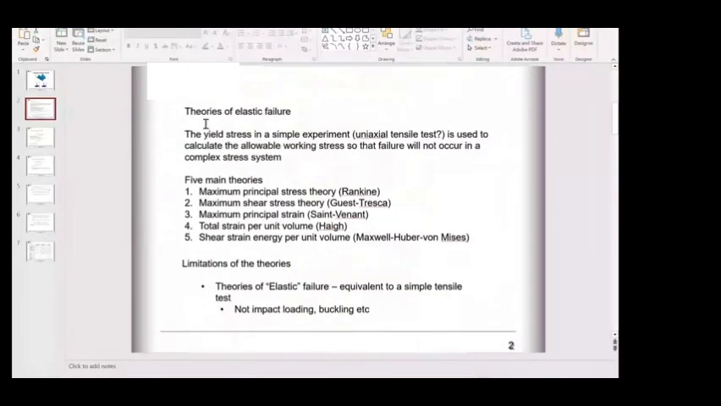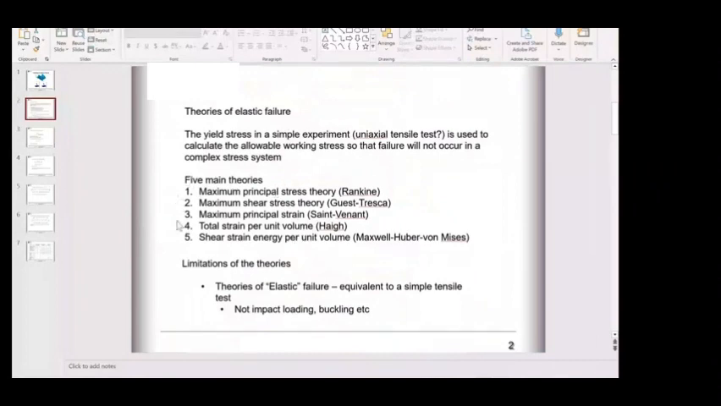So what our theories of elastic failure now say is, how do we take that simple one-dimensional problem? We've got that number, that yield stress, that will be published by the material supplier. We've got a simple number for that particular material in that particular load case. How do we take that one-dimensional figure for that material and apply that to the real world? How do we take that number, work out what our principal stresses are, which we know how to do, and then use those principal stresses to predict when we're likely to see failure?